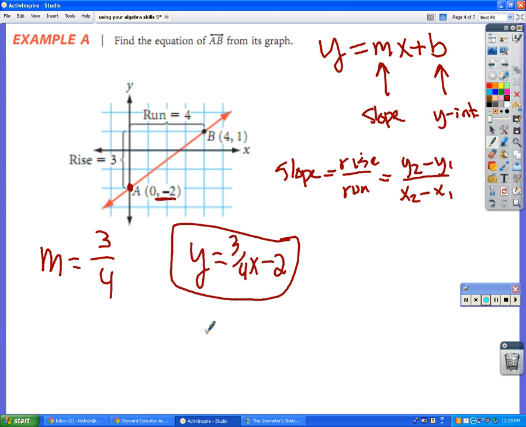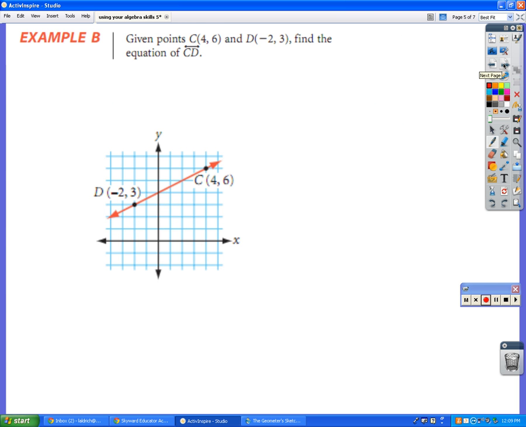So all you need to do is put the slope in front of the x, and then add on to that at the end the y-intercept. Okay? Laura, you with me? Yeah. All right. So now if they give us a couple of points, we need to do that same thing again, but this time we don't know what the rise and the run are. So we're going to use the formula for slope.